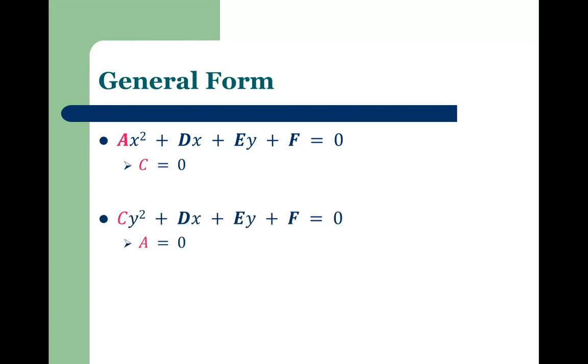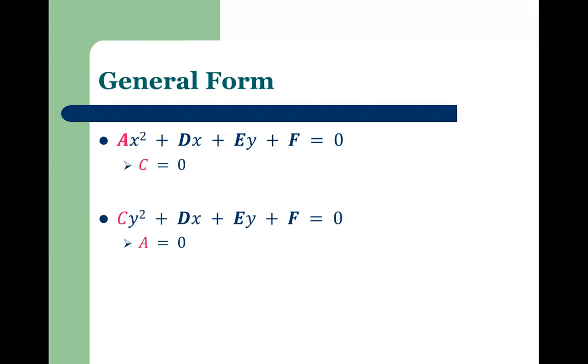So in general form, this is what we have. Ax squared, right? So I had it written on the warm-up at the top. For this, we don't have a C, because C equals 0. One of them, either A or C, equals 0. Or we have this, cy squared plus dx plus ey plus f equals 0, right? And A equals 0. So one of them goes away. We either don't have an x squared or we don't have a y squared. We're only going to have one squared term.